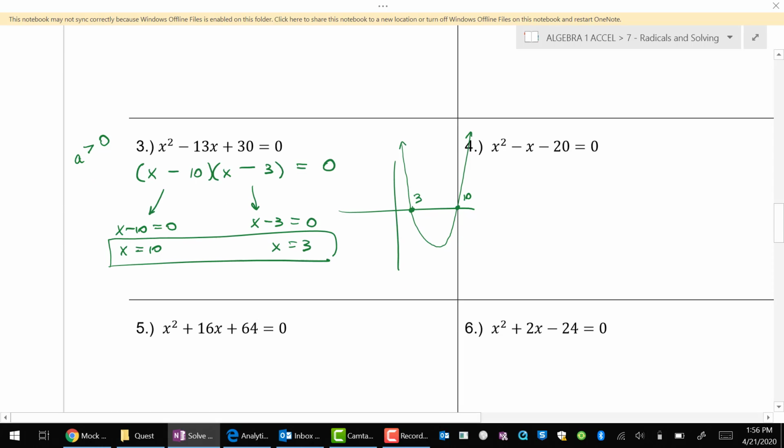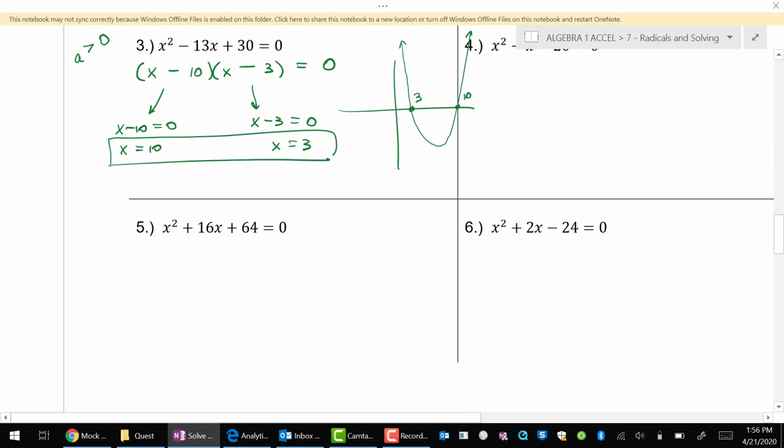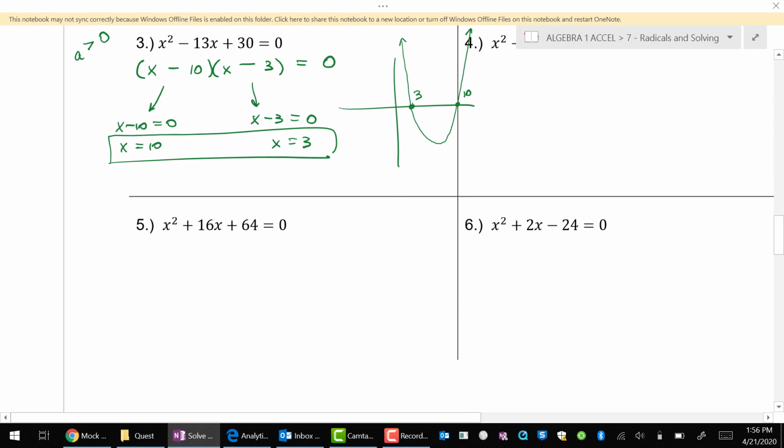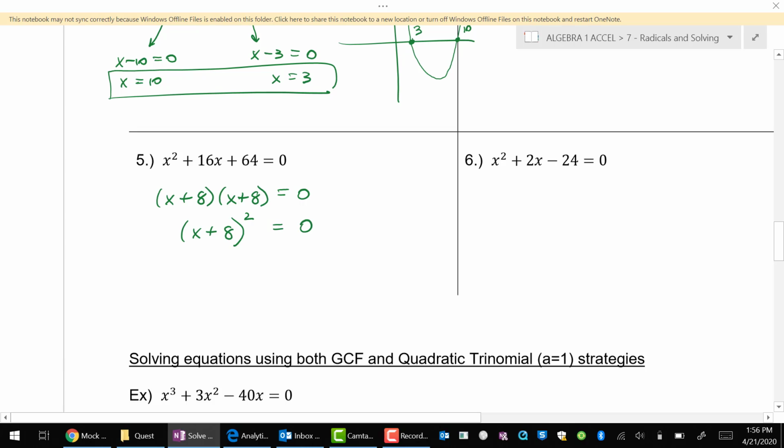Let's look down here at 5. x squared plus 16x plus 64 equals 0. That one is a special pattern. I recognize that as x plus 8 times x plus 8 equal to 0, or I could write that as x plus 8 quantity squared. So here, my solution will just be x plus 8, my factor x plus 8 equal to 0, leading to one answer of negative 8.